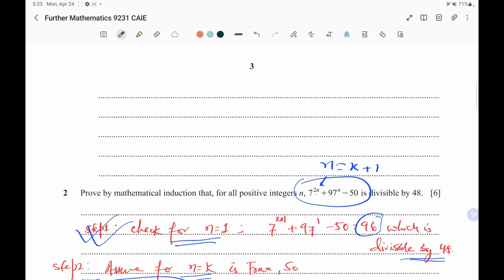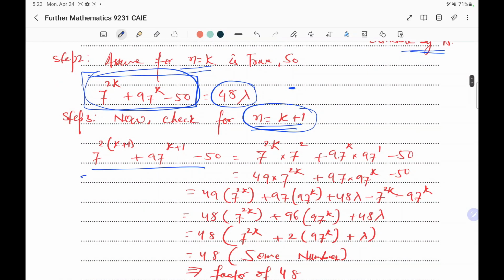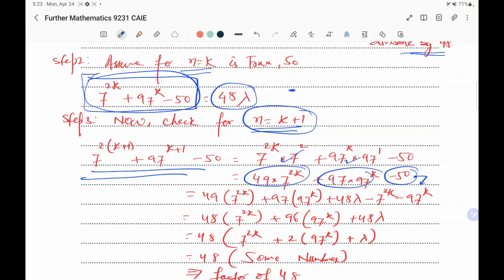So 7 to the power 2 bracket k plus 1, 97 to the power k plus 1 minus 50, which you can check. Now break 7 to the power 2k times 7 square. Now 97 to the power k times 97 minus 50. So this is 49, this is 97, this is minus 50. Now this is 49 times 7 to the power 2k, 97 times 97 to the power k. Minus 50 I have replaced by something.